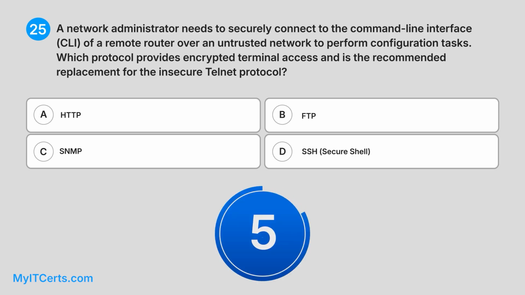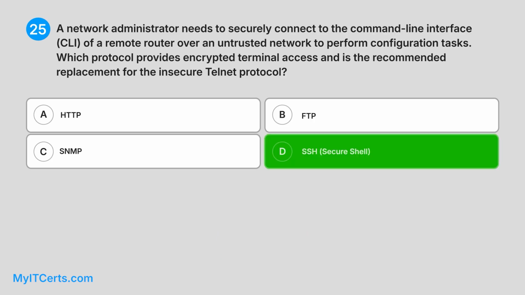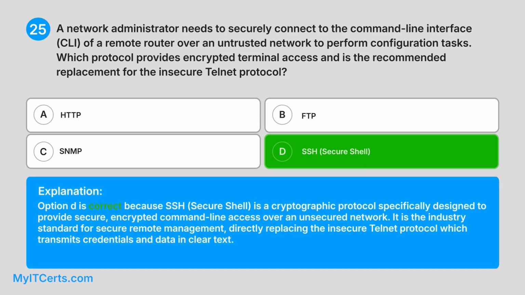Do you know the answer? Correct answer, D, SSH, Secure Shell. Explanation. Option D is correct because SSH, Secure Shell, is a cryptographic protocol specifically designed to provide secure, encrypted command line access over an unsecured network.